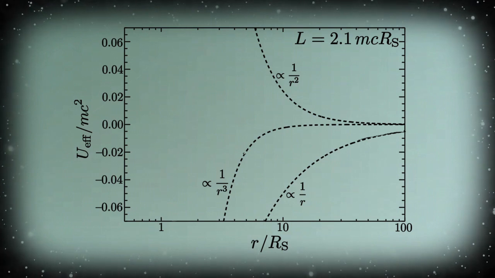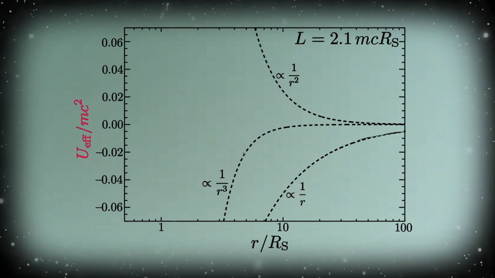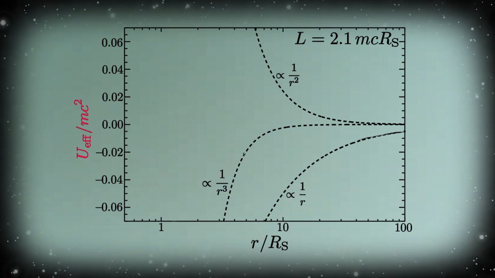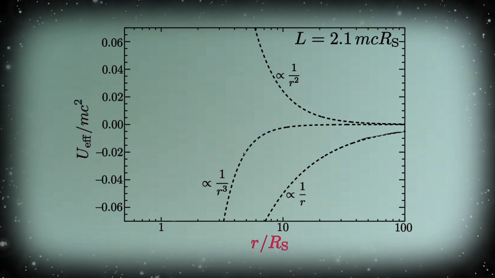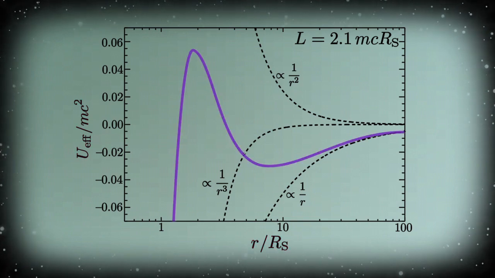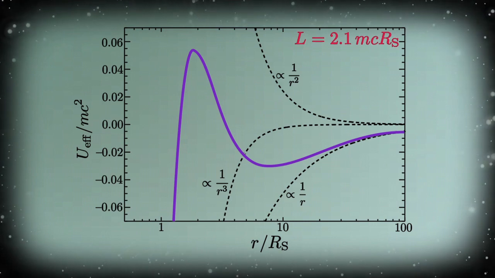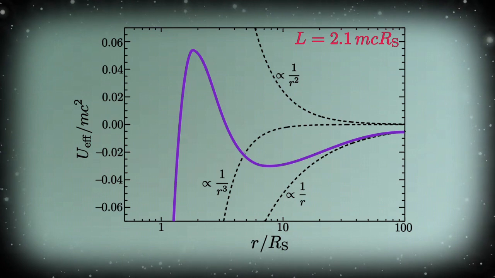To make the numbers come out nice, the vertical axis shows U effective divided by little mc², and the horizontal axis shows the radius in units of the Schwarzschild radius. And for concreteness, I chose a value of the angular momentum equal to 2.1 little mc times the Schwarzschild radius.